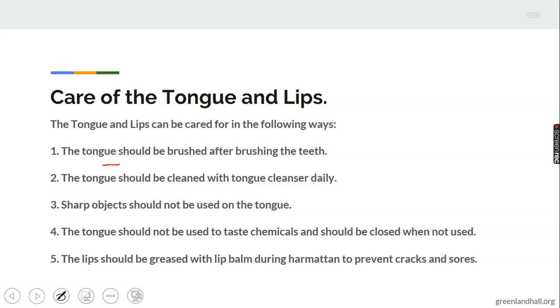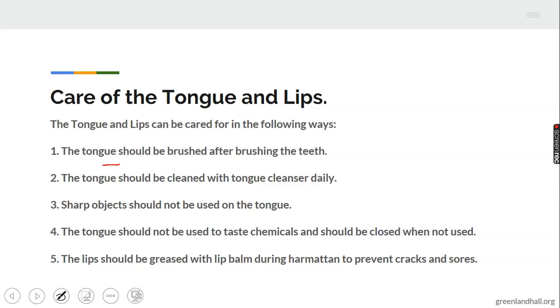Now look at this. Number one, the tongue should be brushed after brushing the teeth. After you brush your teeth, brush your tongue as well. Number two, the tongue should be cleaned with tongue cleanser daily. There are different things you can use to clean your tongue. Make sure you clean your tongue daily. Then number three, sharp objects should not be used on the tongue. Anything that can cause injury, you avoid them.